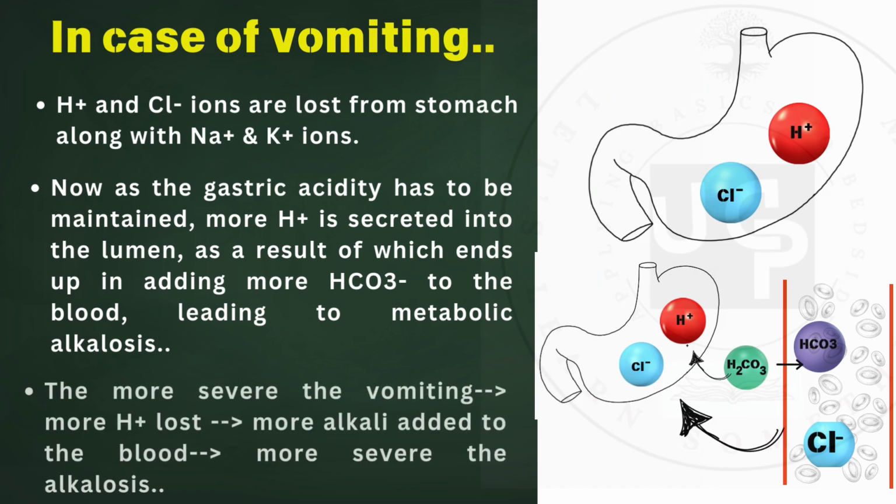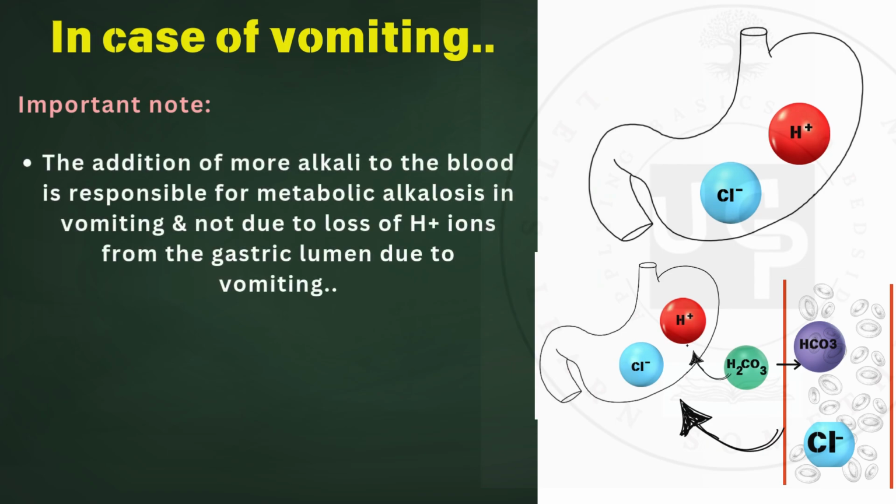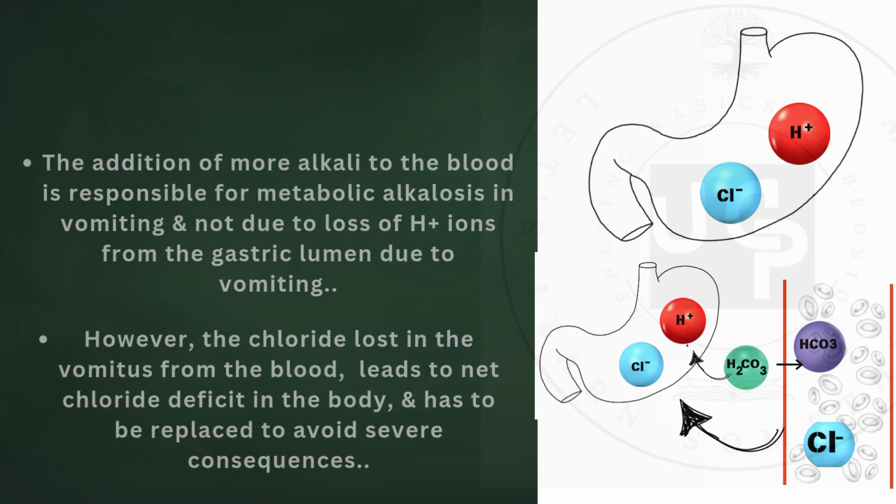The more severe the vomiting, the more H plus ions are lost, and the more alkali is added to the blood, leading to more severe metabolic alkalosis. It is important to understand that it is the extra bicarbonate load added to the blood that is responsible for the metabolic alkalosis, and not the loss of H plus ions from the body. The chloride ions that are lost in the vomitus, if not replaced orally or parenterally, lead to a net chloride deficit.